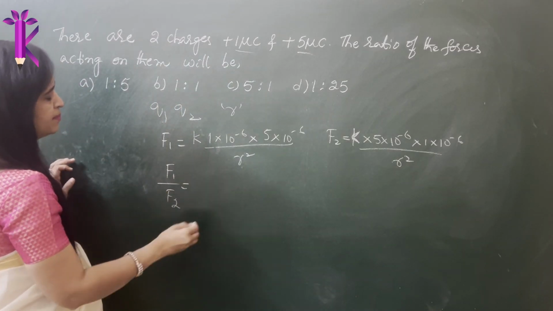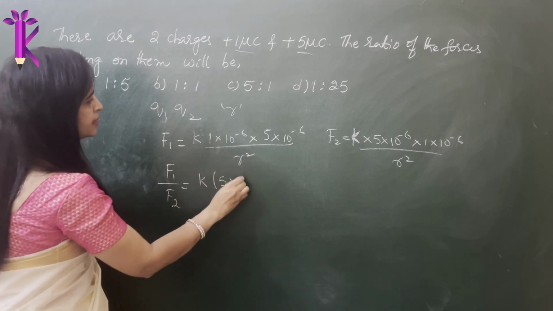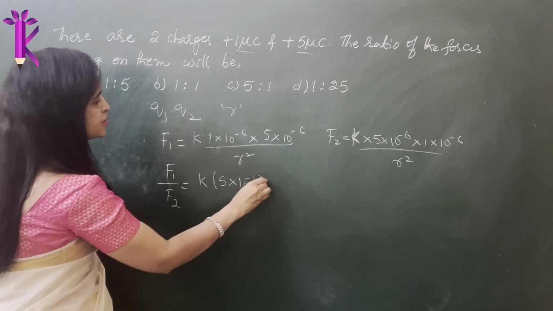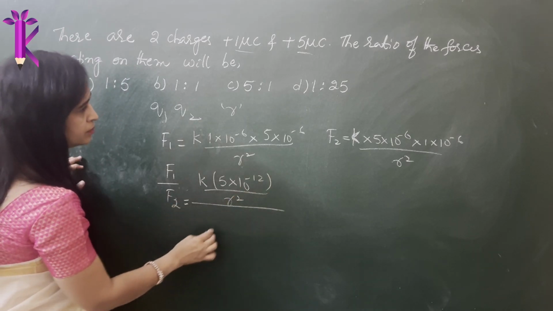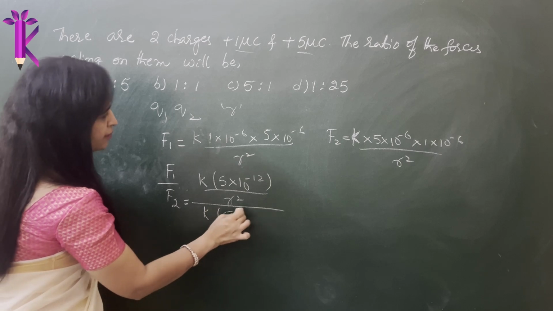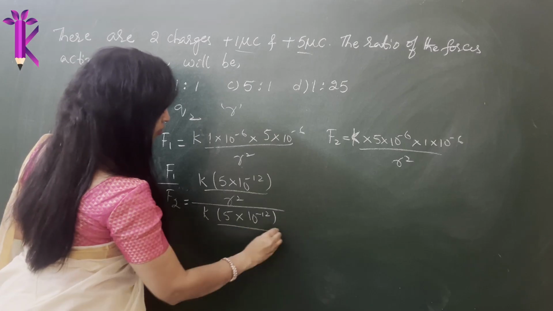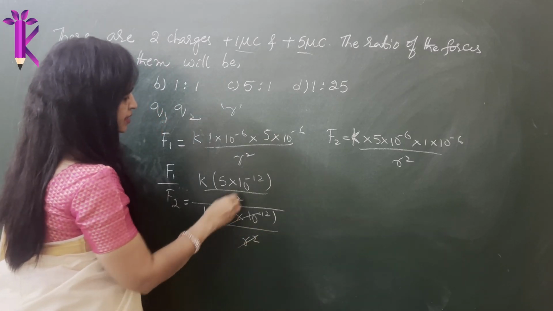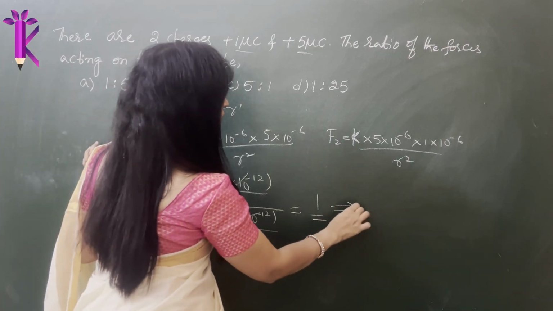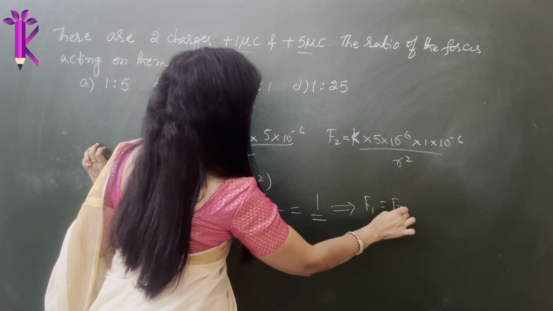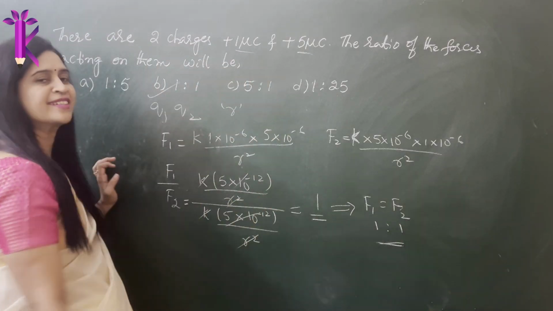F2 will be simply equal to K into 1 times 5, which is 5 into 10 to the power of minus 12, whole divided by r square, whole divided by K into 5 into 1 is 5, 10 power minus 6 times 10 power minus 6 is 10 power minus 12, whole divided by r square. This and this and this and this, everything gets cancelled, leaving the ratio to be 1. So F1 is equal to F2. In other words, 1 is to 1 is the ratio. So the answer is B.